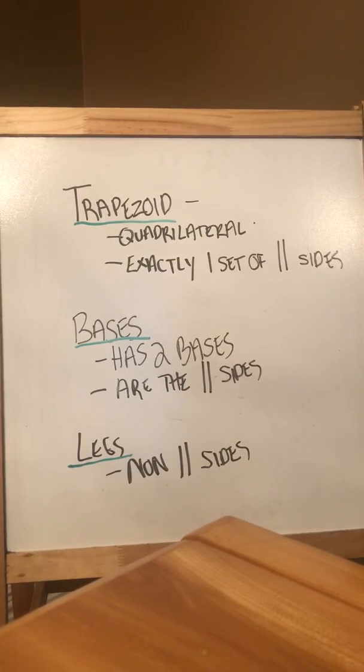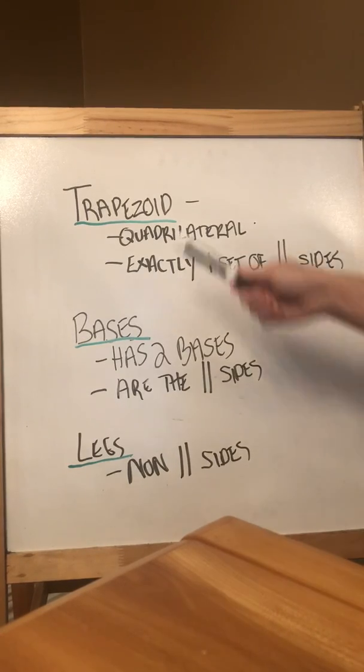Good morning, Geometry A. Today we're going to be talking about 7.5 in the book, which is on page 398. It starts on page 398, so if you'll turn there. And today we're doing trapezoids. So here's a few definitions for you.